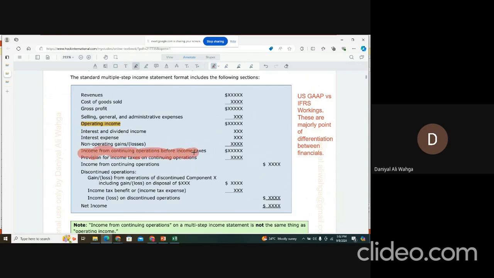It relates towards income from continued operation. Then I go towards my provision of income taxes. There is a provision of income taxes on continuing operations. Continuing operations means my company is working. Whatever I generate first, that should be related first.